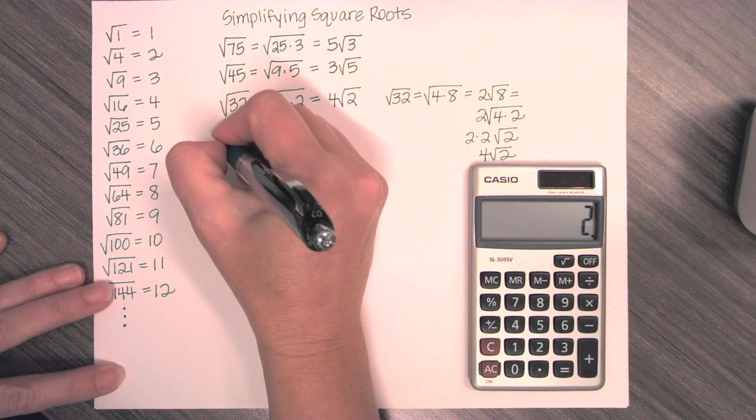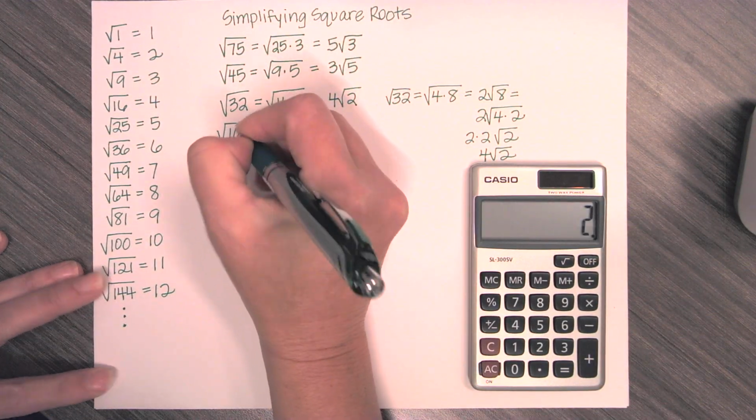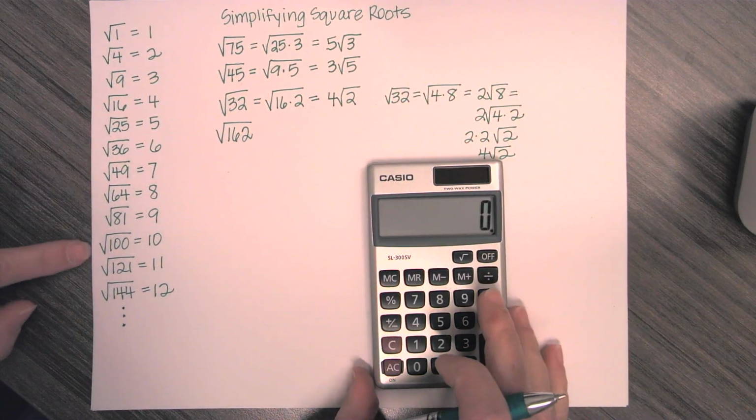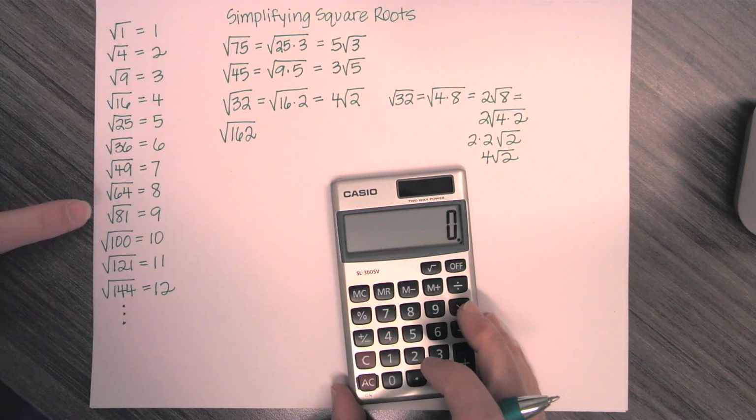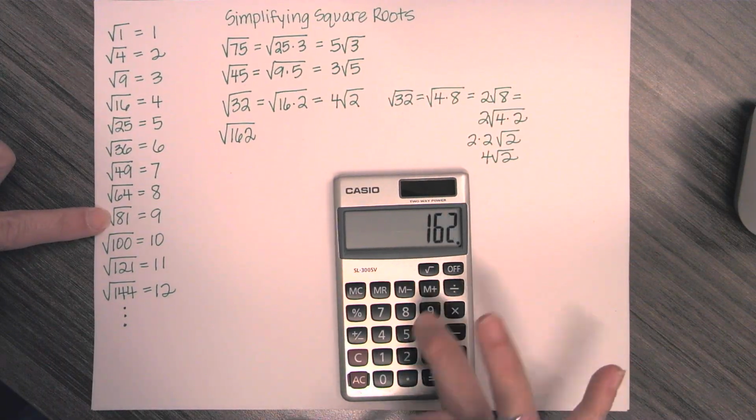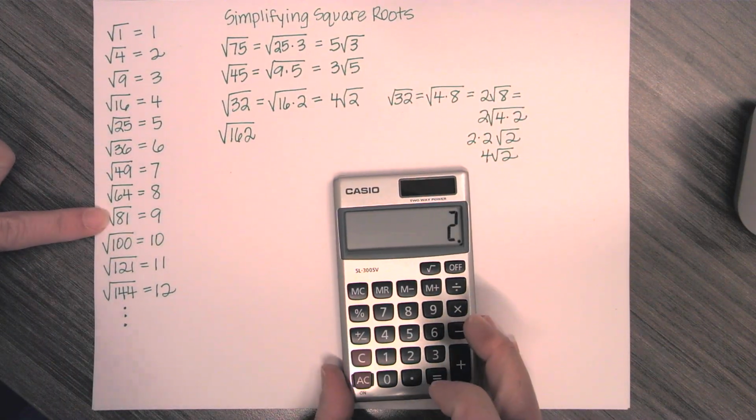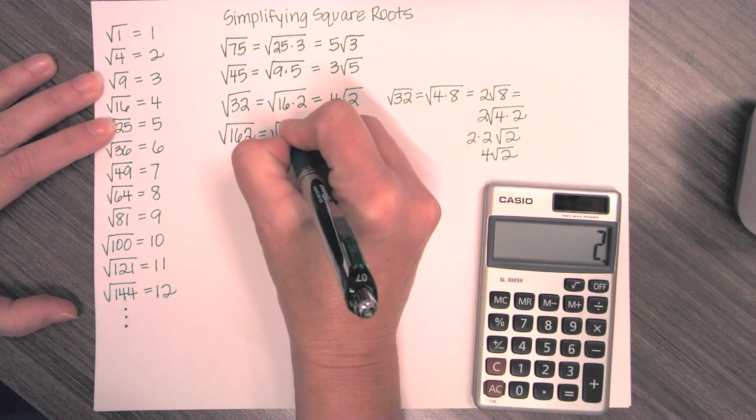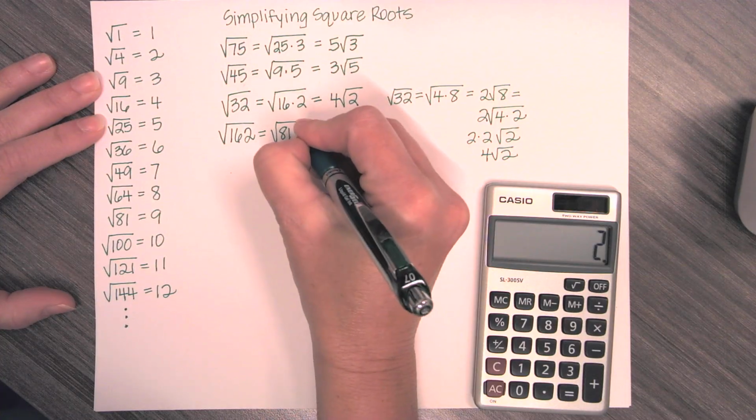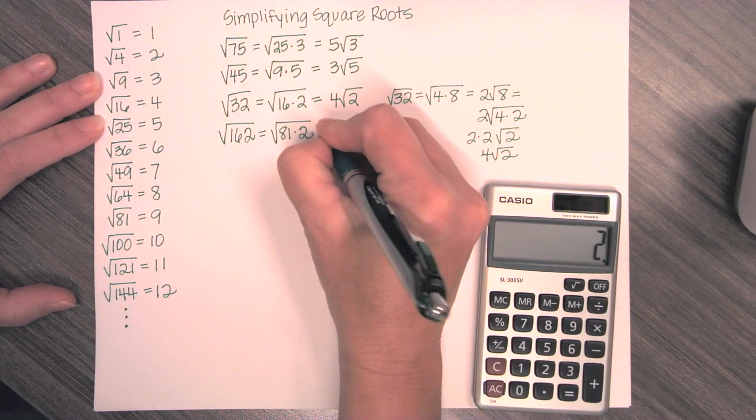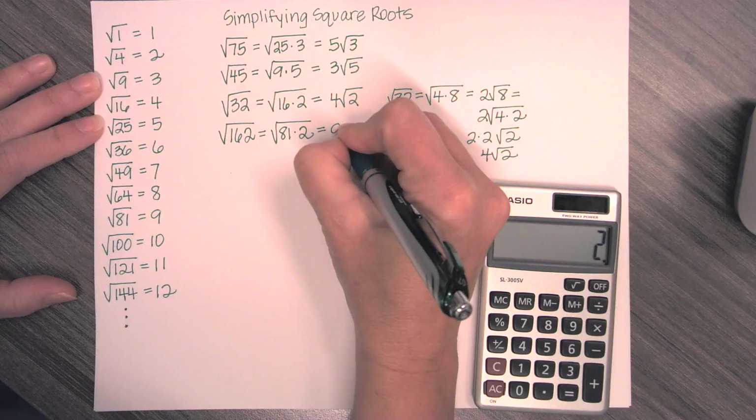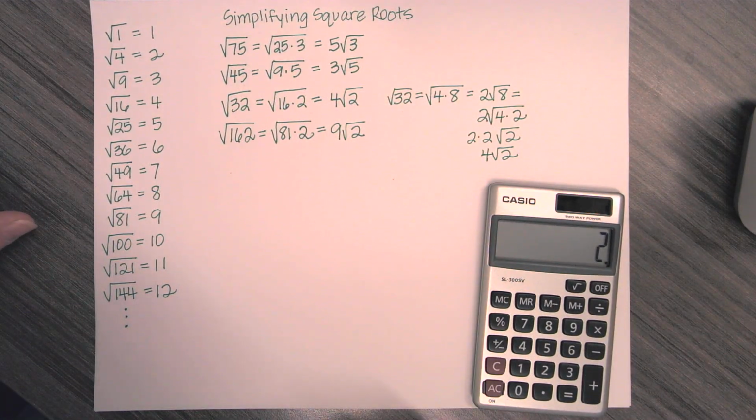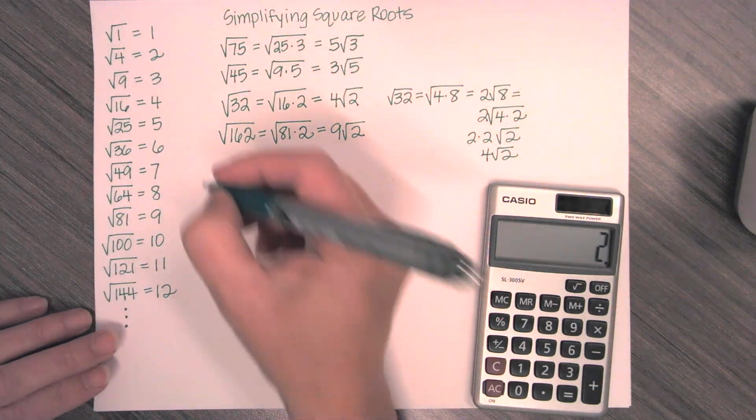All right, let's see. How about the square root of 162? Now that one's a little bit tougher. Let's see. I'm going to use my calculator. I know 100 won't go into it evenly. What about 81? It does. It goes 2 times. And so 81 is going to be the largest perfect square that divides evenly into 162. 81 times 2. The square root of 81 is 9. We don't know the square root of 2, so it stays underneath the square root. All right, so 9 square roots of 2.